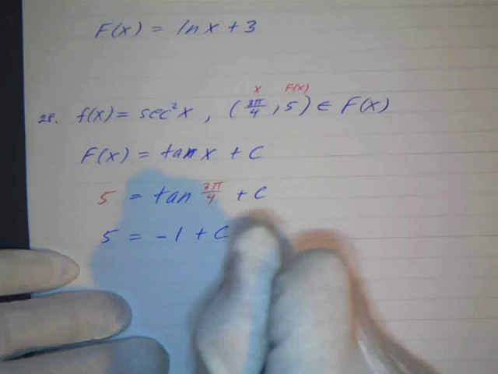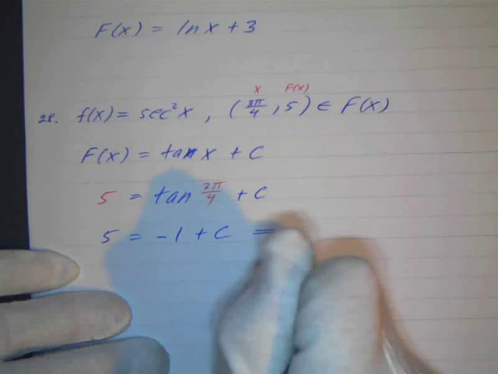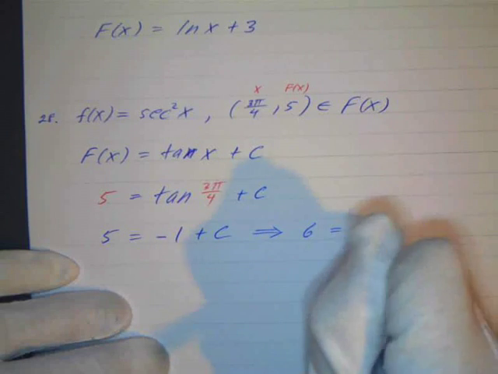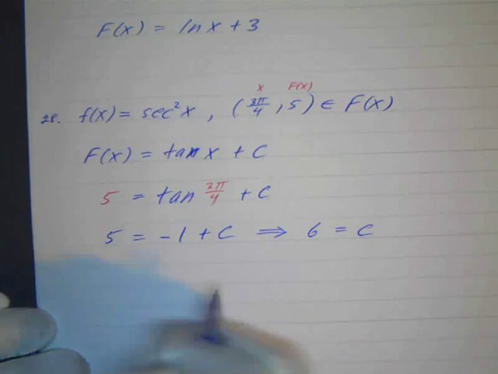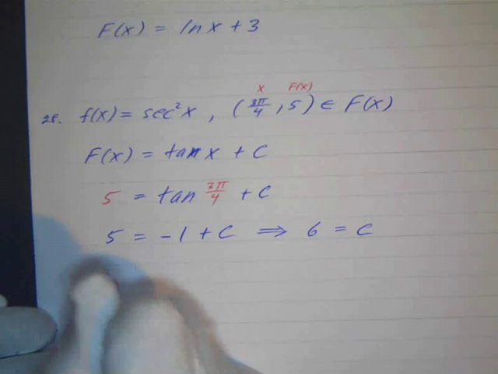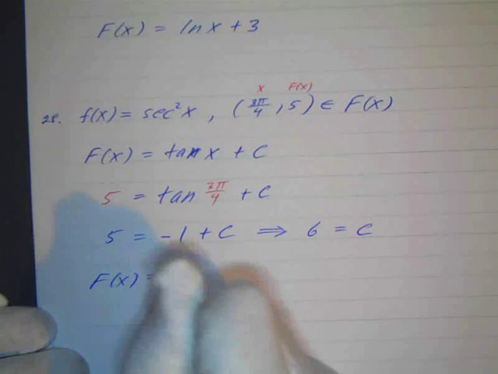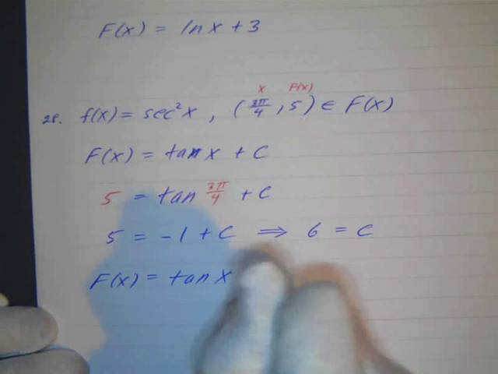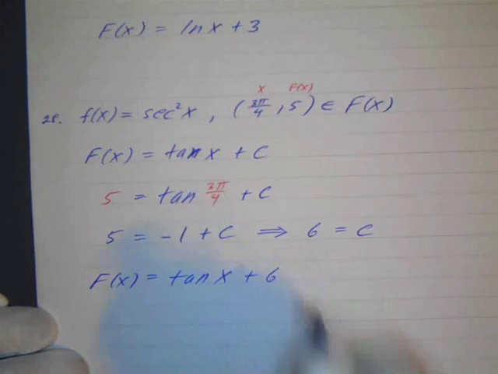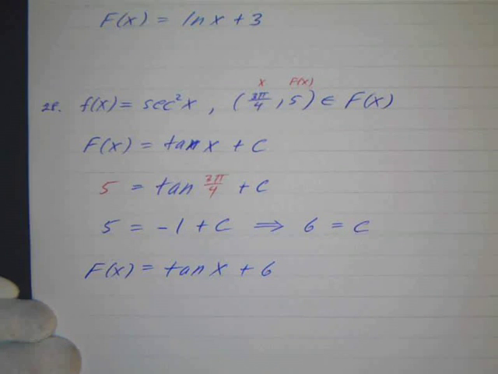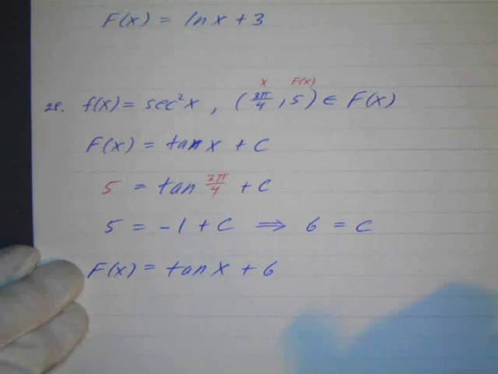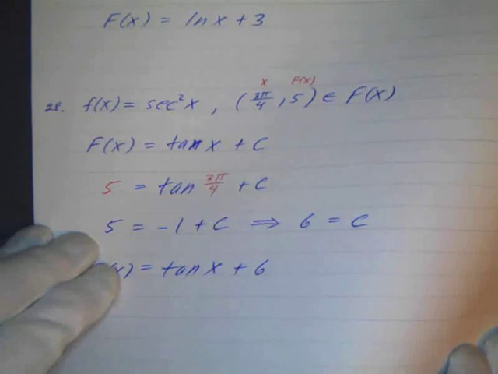So that's going to imply that if I add 1 to both sides, 6 equals c. So now we've got it. F of x equals the tangent of x plus c. In this case, c is 6. So there you go. And we can try another one. I think we got time for another one here.